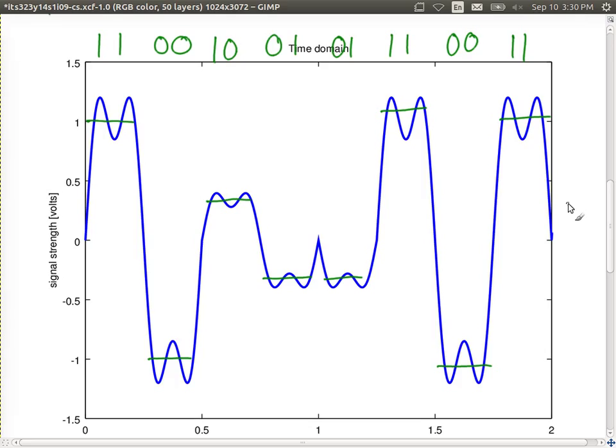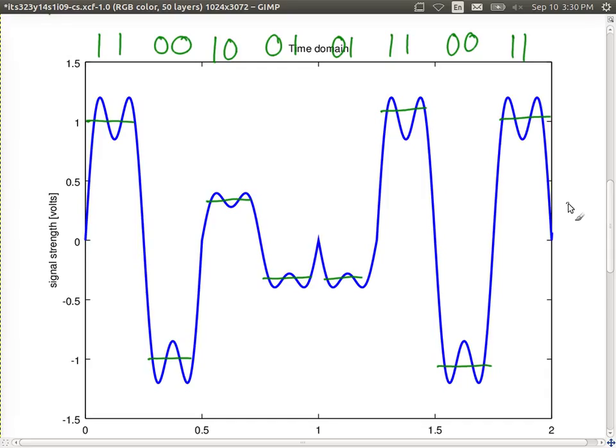How many bits did I receive? There are 16 there. 16 bits in 2 seconds, 8 bits per second. Between 0 and 1, there are 8 bits received. So my data rate is now 8 bits per second. In the previous case, we had a data rate of 4 bits per second. But we haven't changed the frequency or bandwidth.